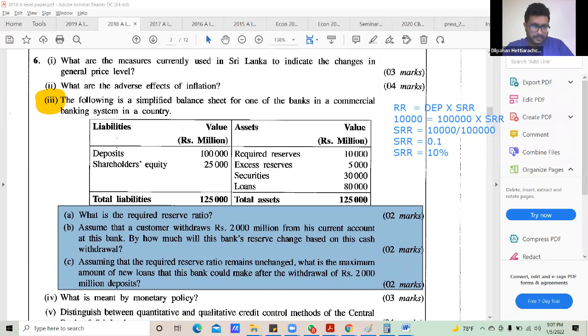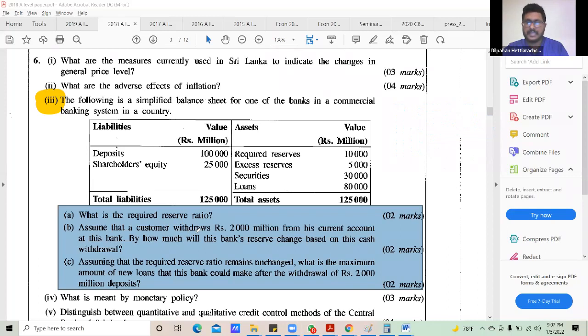What's the next question? Assume that a customer withdrew 2,000 million from his current account at this bank. By how much will this bank's reserve change based on cash withdrawal? Right. I will take a note and explain. So once again, this customer came into the bank and asked for 2,000 million. Yes. So now once again, he is withdrawing 2,000 million.